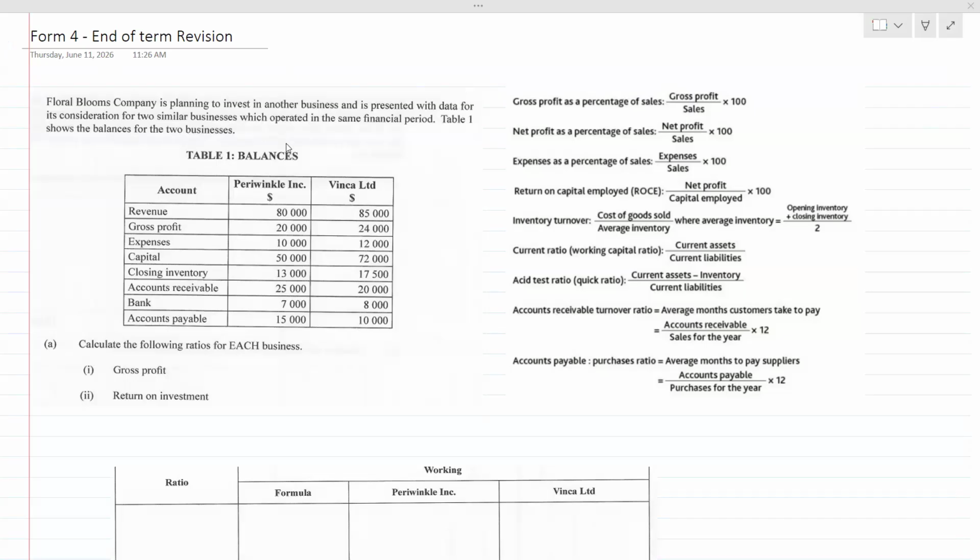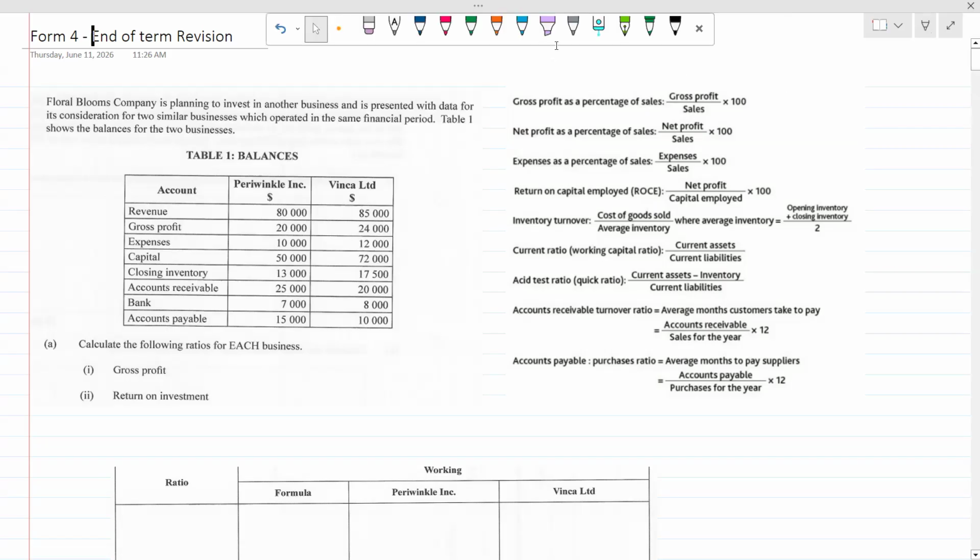Everybody did ratio analysis. So I have the question, and what I did is I took a little snippet of all the ratios and included it here as well. So even though the question is not looking at all of these ratios, you still have your ratio formulas at a glance on my right-hand side here. Yeah? All right, so let's talk about Floral Blooms.